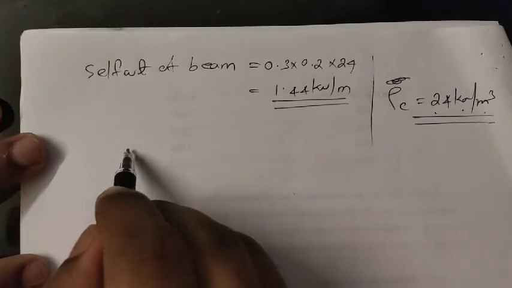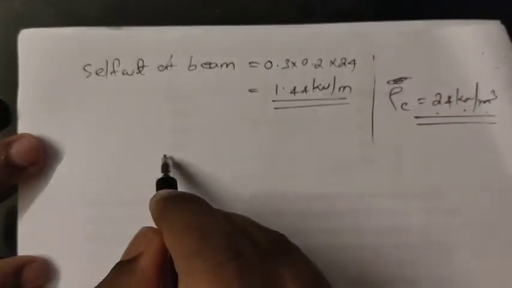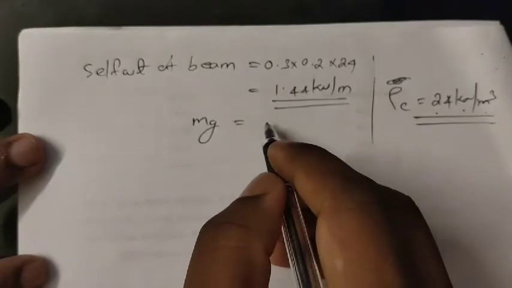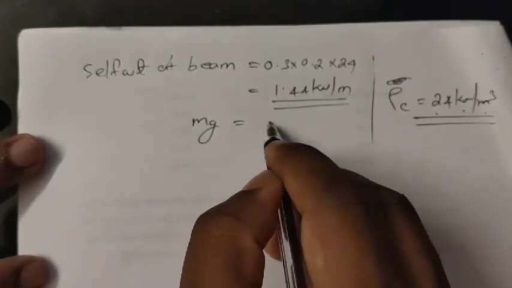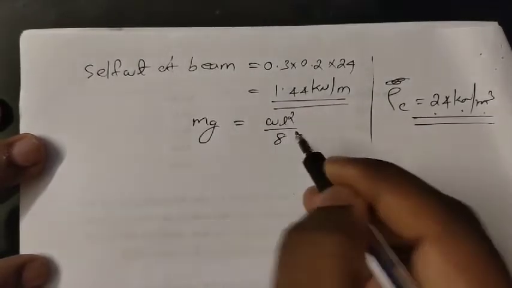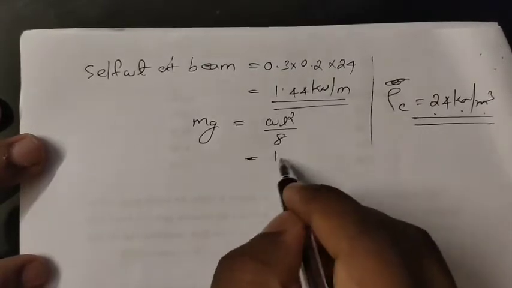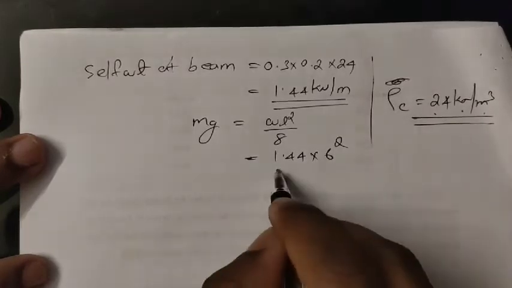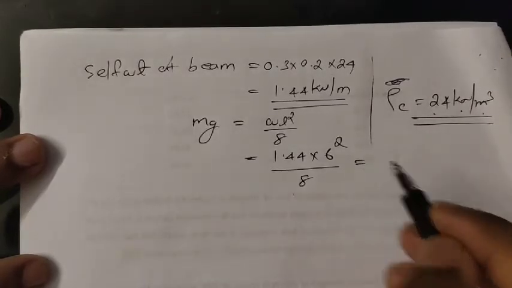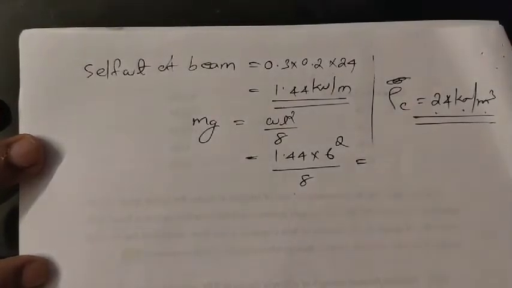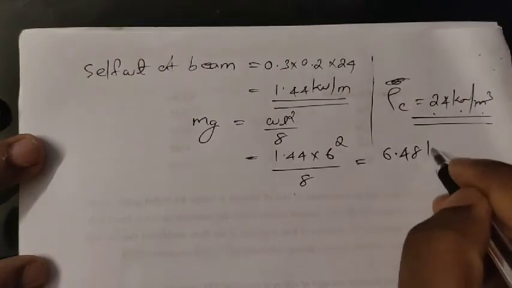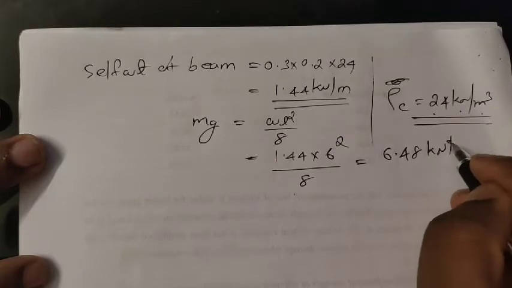So we want to calculate the moment due to self weight, which we can write as MG. We know the equation is W L square by 8. Here W is 1.44, L is 6 meter, divided by 8, that is equal to 6.48 kilonewton meter.